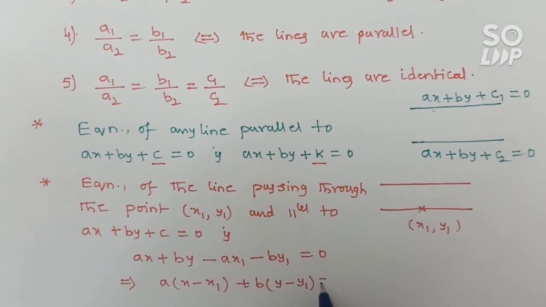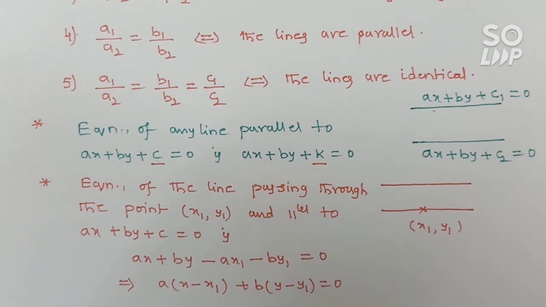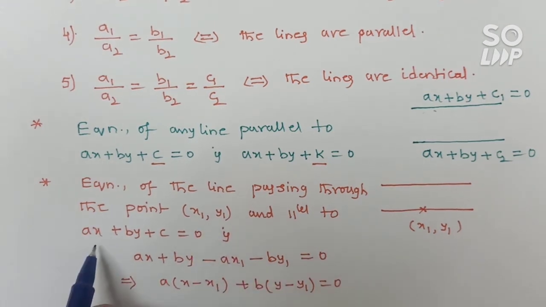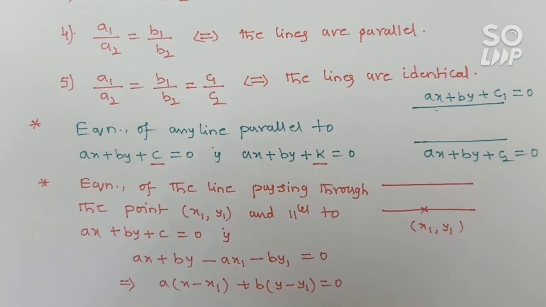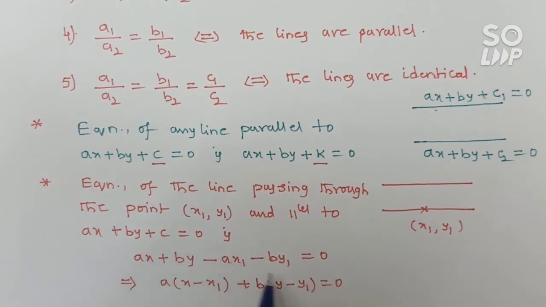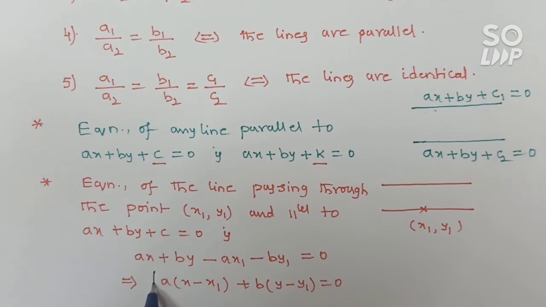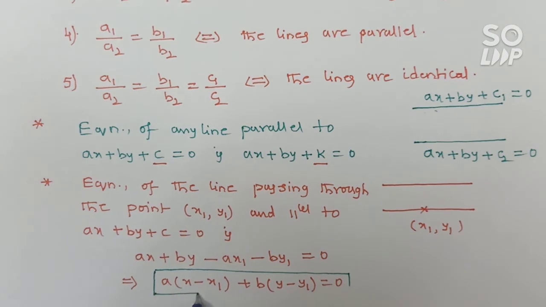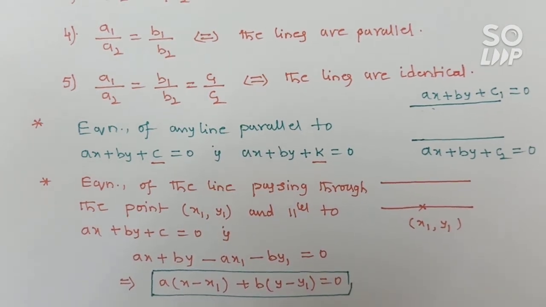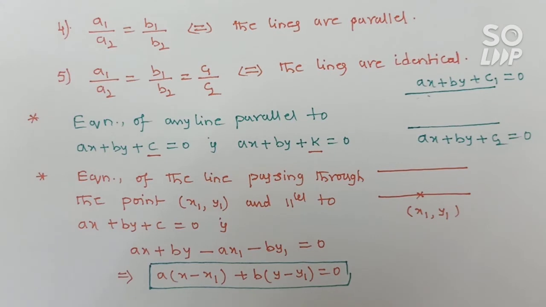So by observing this result, what do you say? For the equation of the line passing through the point x1, y1 and parallel to ax plus by plus c, you replace x by x minus x1 and y by y minus y1. There is no need to take the constant. So this is the direct formula to find the required equation of the line parallel to ax plus by plus c is equal to 0 and passing through the point x1 comma y1.